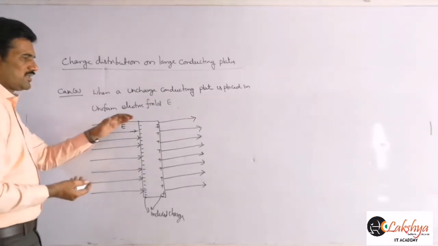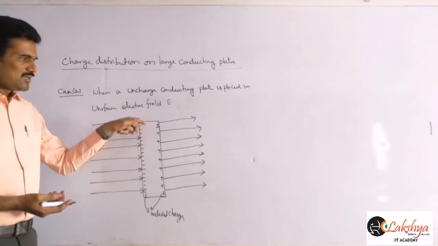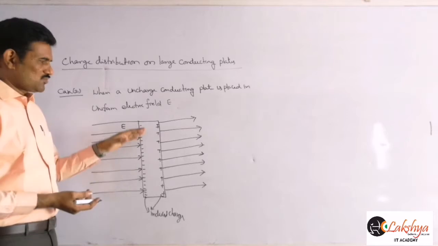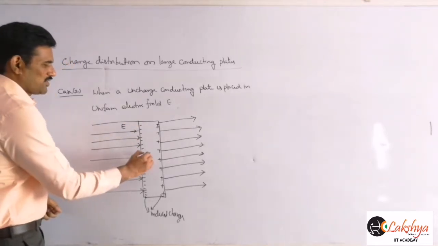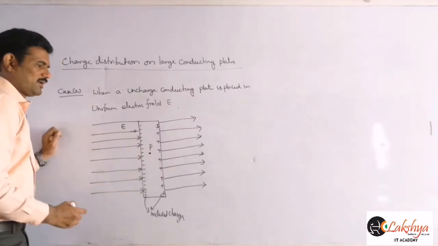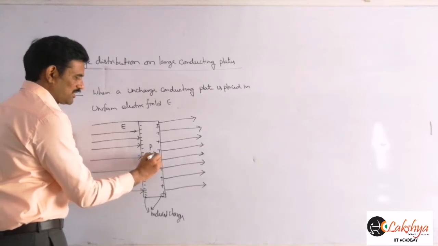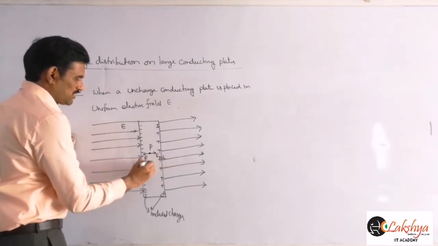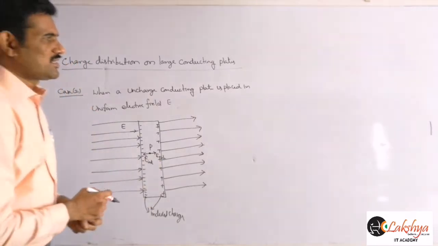That means the field at the end is not like this; some lines may enter, such deviations may be there. We are not taking that. We are taking well inside this conducting plane here. And now again let us take a point P here. At the point P, two fields are there. One is the external electric field like this, and the induced electric field like this. Their resultant field must be equal to 0.